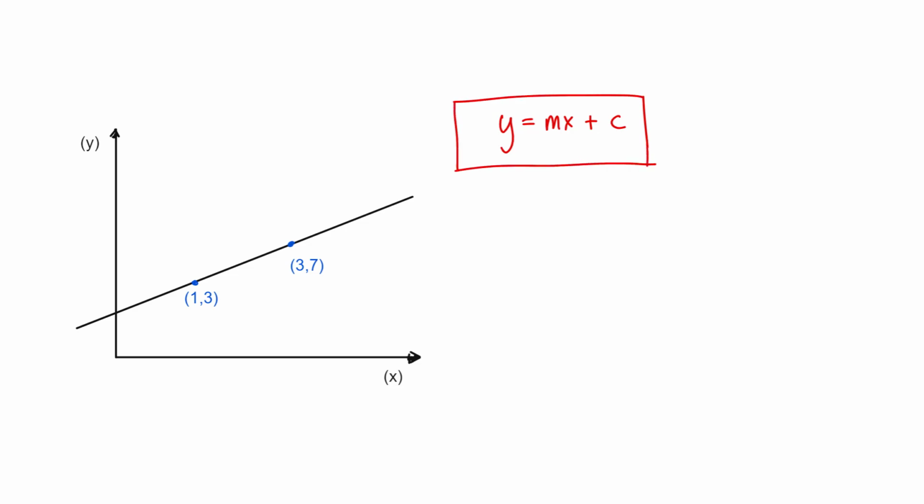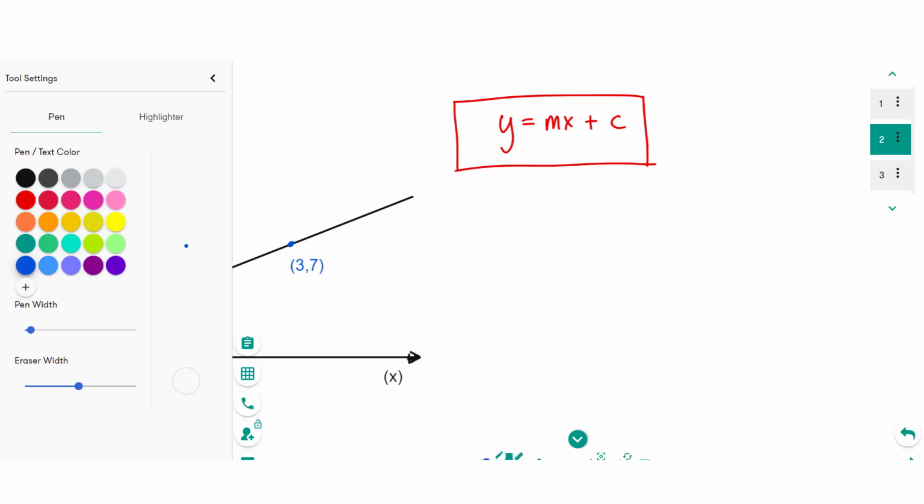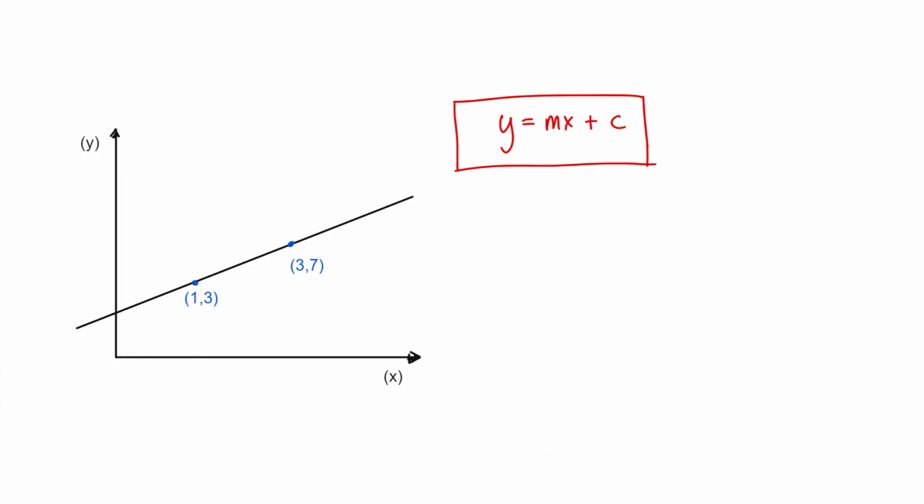So this is a relationship between the y-axis and the x-axis. And what we've got is, I'll just label this up so you can see it. So m here is the gradient of the line, and c is the y-intercept.